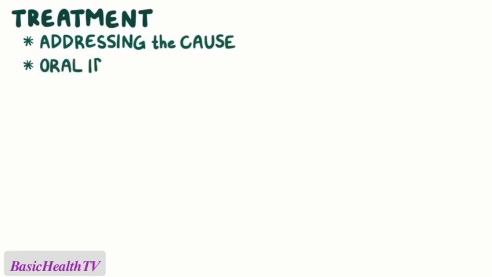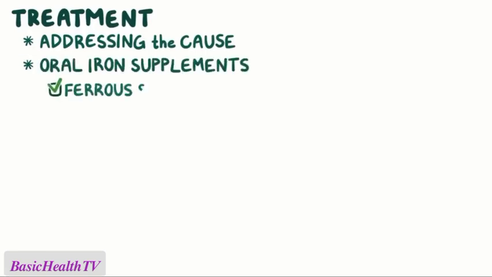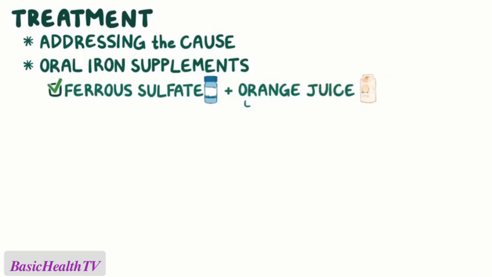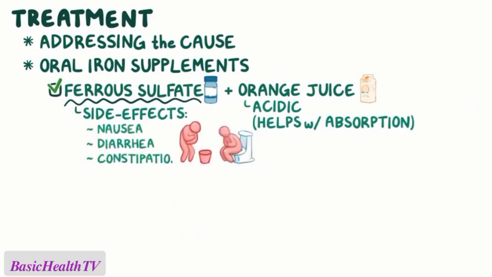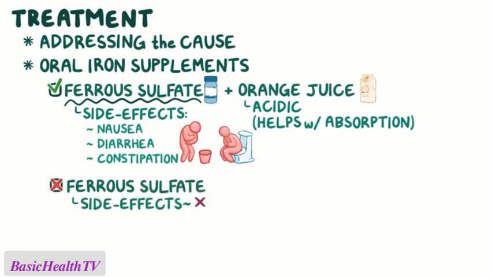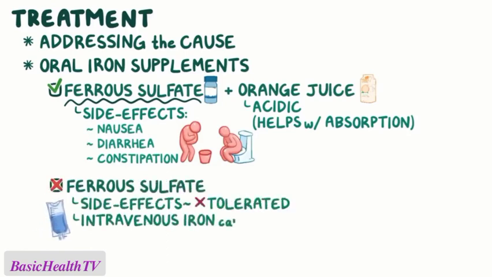Treatment for iron deficiency anemia includes addressing the cause and giving oral iron supplements, like ferrous sulfate. They can be taken with orange juice, which is slightly acidic and can help absorption. Common side effects of oral iron include nausea, diarrhea, and constipation. If oral iron isn't effective, or the side effects can't be tolerated, intravenous iron can be used instead. Severe cases can also require a blood transfusion.